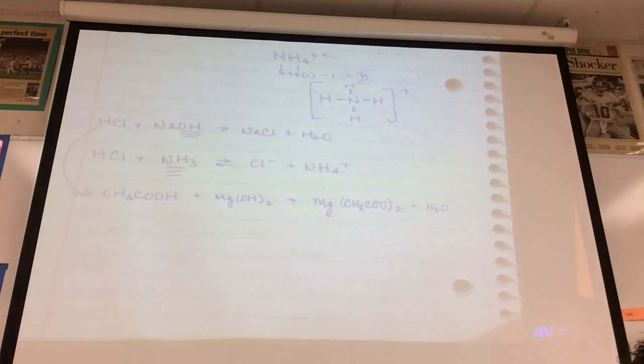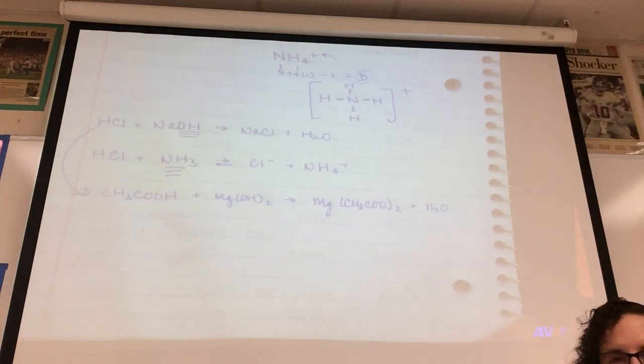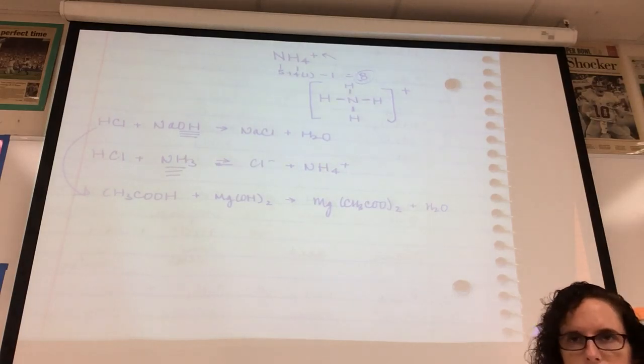Okay. How do you tell if it's an Arrhenius acid? Yeah, that'd be very tricky. You could only tell if it was dissolved in water or not. And you're not going to have to make the distinction.